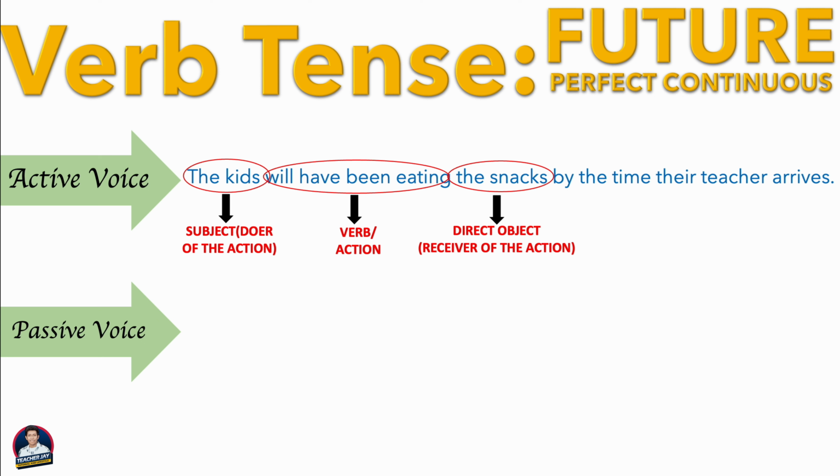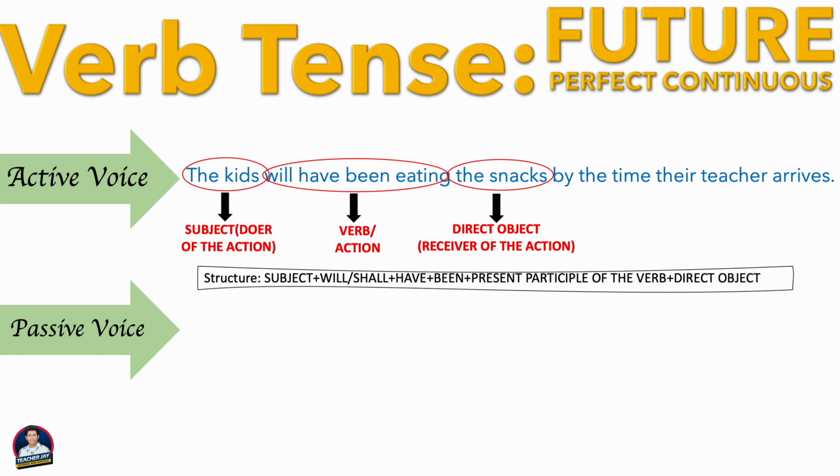So as I said earlier, it does not matter whether you're going to write your dependent clause at the beginning or at the end of the sentence. This example uses the structure subject plus will or shall plus the auxiliary verb have plus been plus the present participle form of the verb, which is eating, and then the direct object, the snacks. To change this into passive voice, our subject and the direct object will again exchange their places.